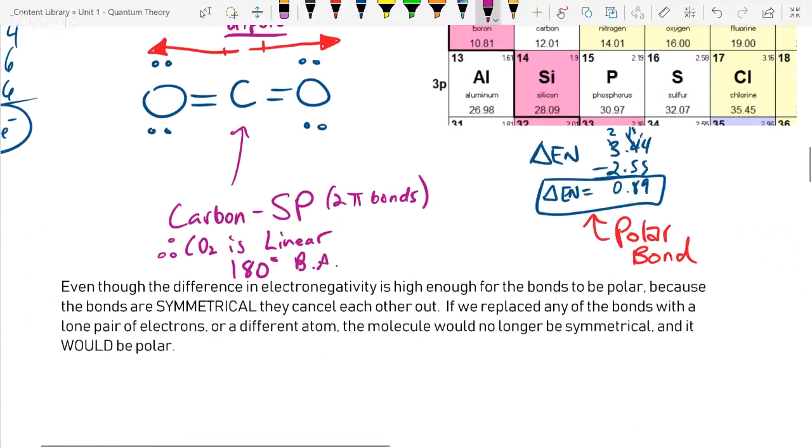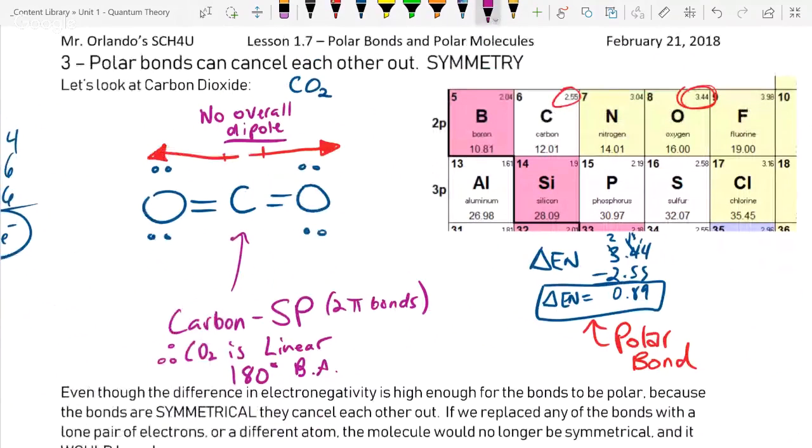Which means that we have polar bonds, but the molecule is nonpolar.